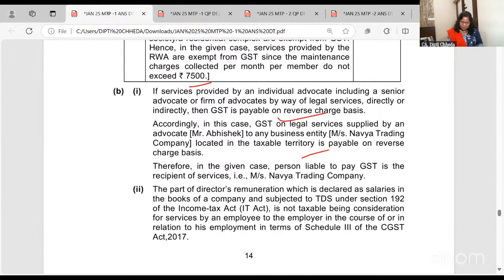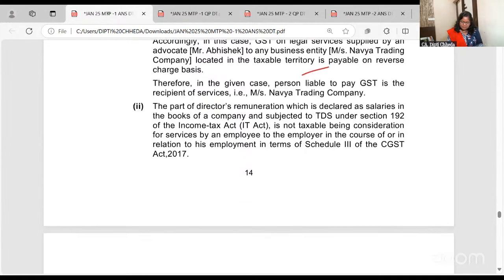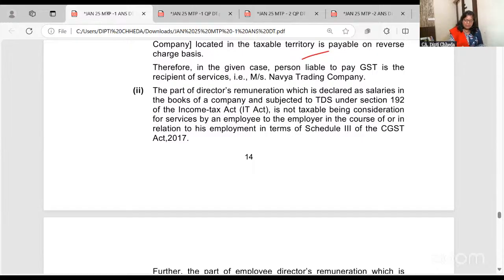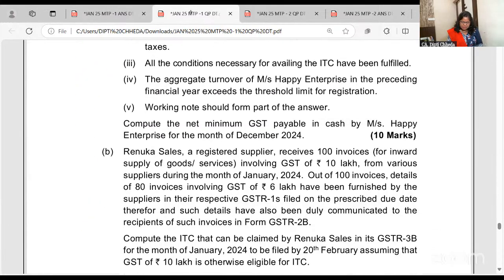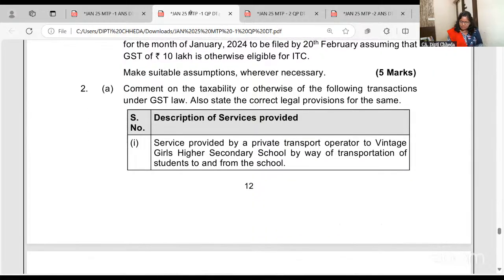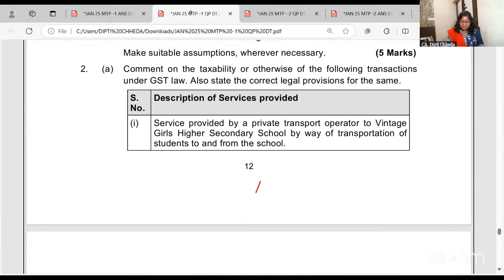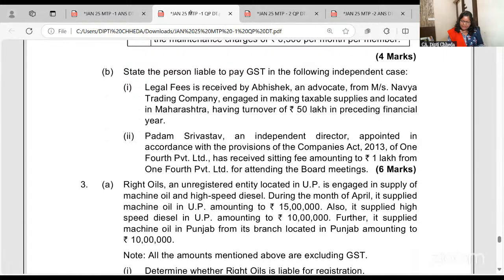RCM basis पे advocate को pay करना पड़ेगा. I'm just checking which one is very easy because we are all getting late. I also have a next class for routine batch financial year 24-25 के लिए भी class है. But फिर भी आपको लग रहा है कि if I've skipped anything, you can ask. Who's liable to pay the tax under RCM basis? Advocate receiving the services of Navya, तो Navya will pay.